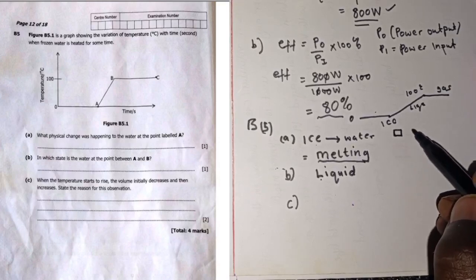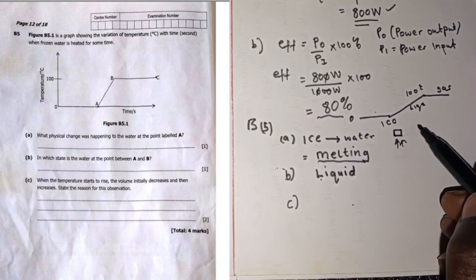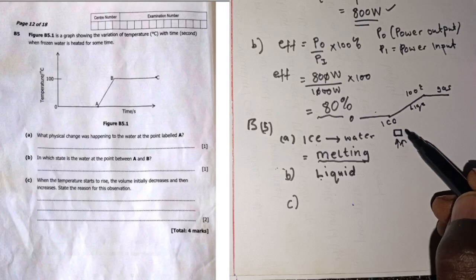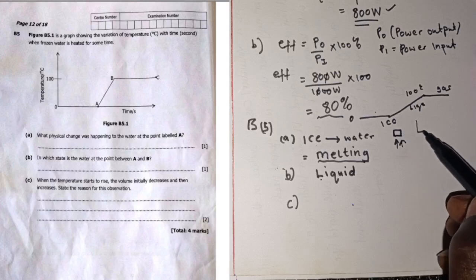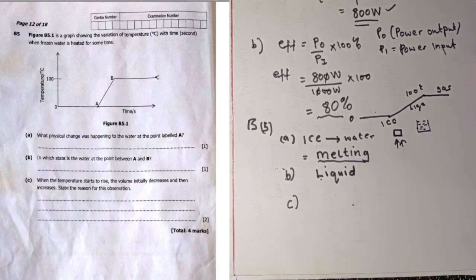So when you begin to heat ice, you are increasing the temperature. These ice molecules begin to break, to a point where they need to become liquid like this. So the question says, when the temperature starts to rise, the volume initially decreases, then it will increase. State the reason for this observation.